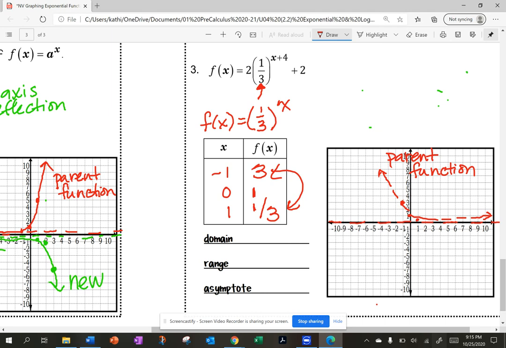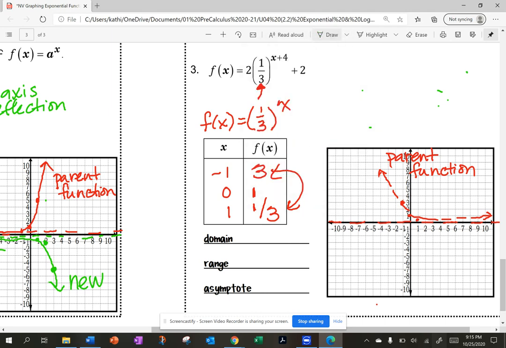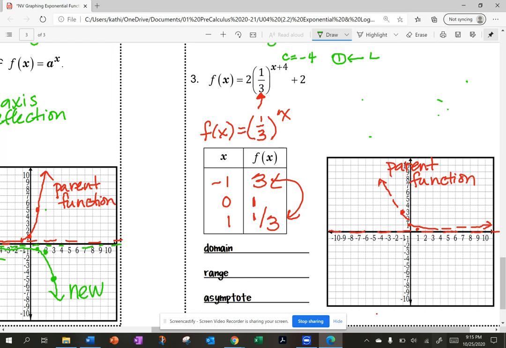All right, so let's see what my transformations are. I always start up in the exponent. So up in the exponent, here is my c value. So c is really -4. Since I'm going plus, that means I go to the left. So my first transformation is left 4.